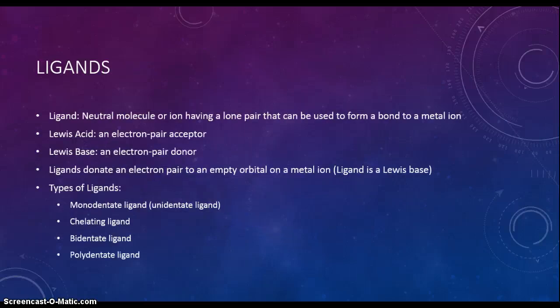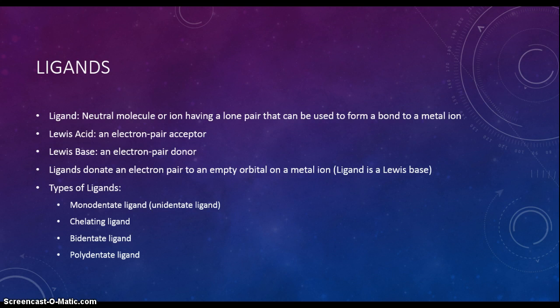Earlier we talked about ligands, and you may be wondering, what is a ligand? A ligand is a neutral molecule or ion having a lone pair that can be used to form a bond to a metal ion. In the 1920s, Gilbert Lewis suggested a different definition for acid-base behavior, defining them in terms of electron pairs. An acid he defined as an electron pair acceptor, and a base as an electron pair donor. So you can look at ligands differently, because ligands donate an electron pair to an empty orbital on a metal ion, so a ligand would be seen as a base in Lewis's definitions.